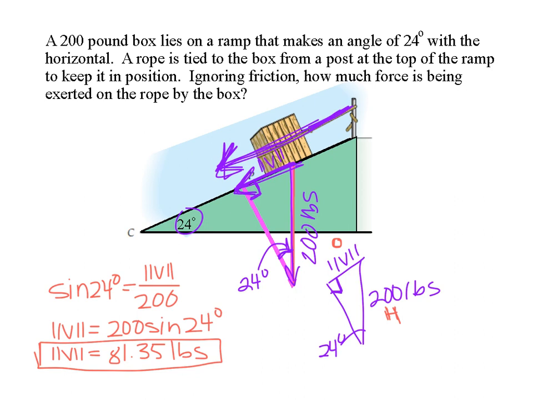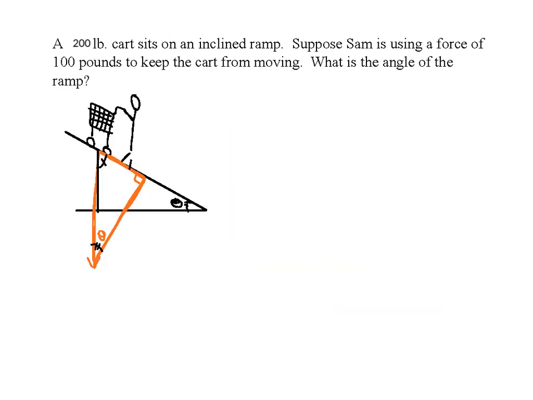So going on to this next example, I'll help you set it up. We are looking at a 200-pound cart. Your cart is sitting right here, so 200 pounds is acting down that way. We're going to say the magnitude of this vector going down is 200.